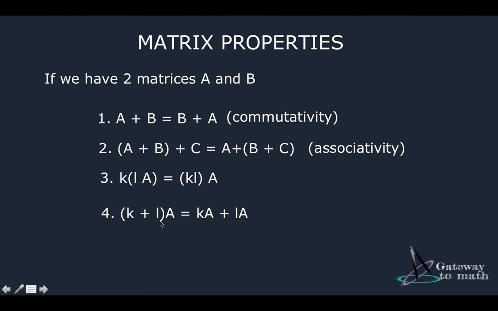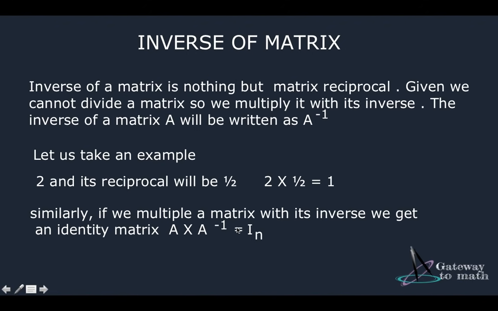Then scalar addition over the matrix is distributive in nature. That means the scalar K when multiplied with A, plus the scalar value L multiplied with A, and then the addition, will be the final value. So either you can just add and then multiply it with the matrix, or you can individually break them and then add them together. So those are the properties.